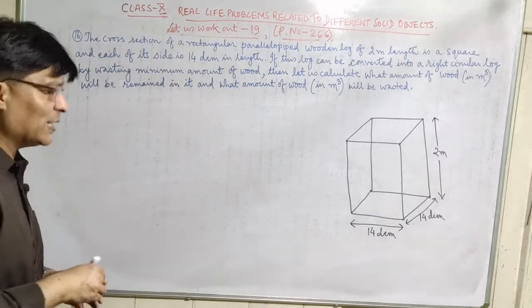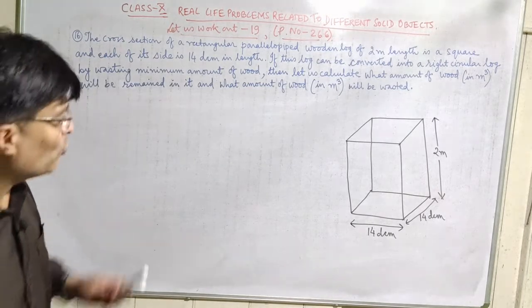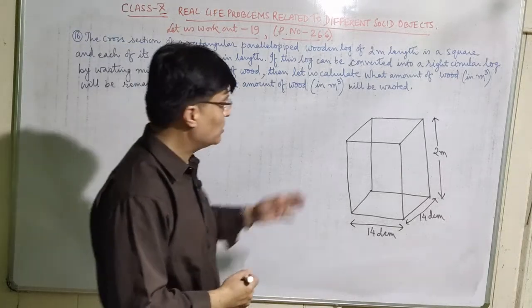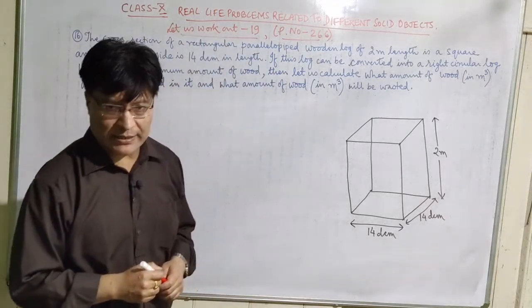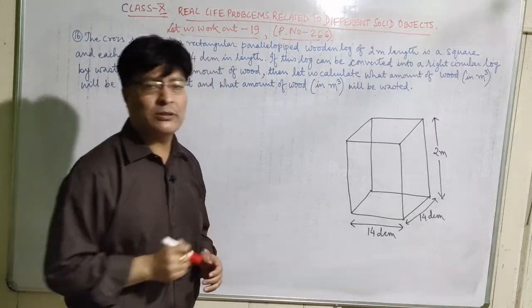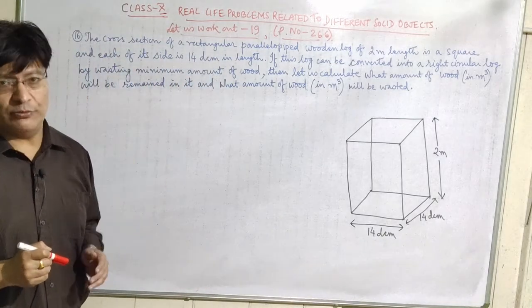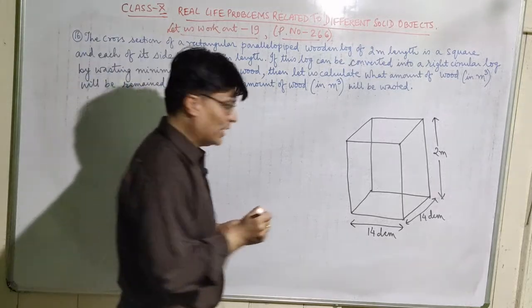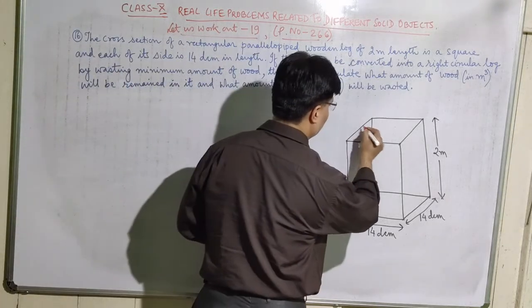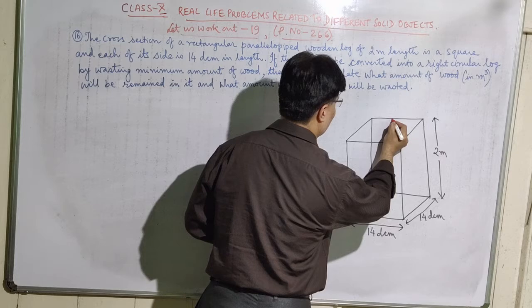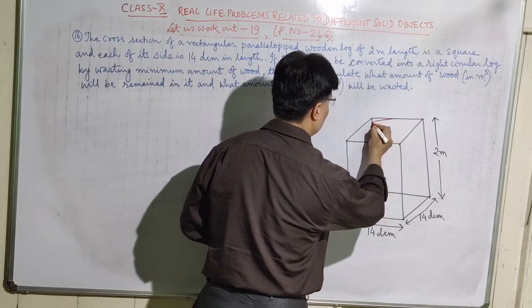So now what do we make here? By wasting minimum quantity of wood, a right circular log of wood is made. And you have to find out the volume of that right circular log of wood in meter cube. Okay, so let us draw a right circular log of wood here.